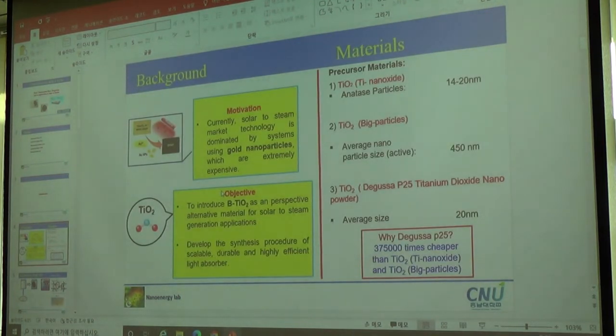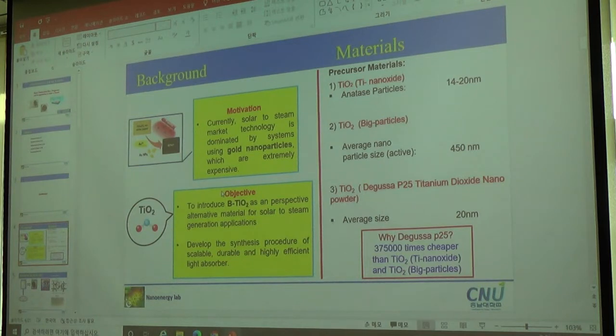So we have motivation from gold nanoparticles which are currently used for solar to steam, which are relatively very expensive. But we proposed an objective to introduce Black-titania as a prospective alternative material for solar to steam generation application, and develop the synthesis procedure of a scalable, durable, and highly efficient light absorber.